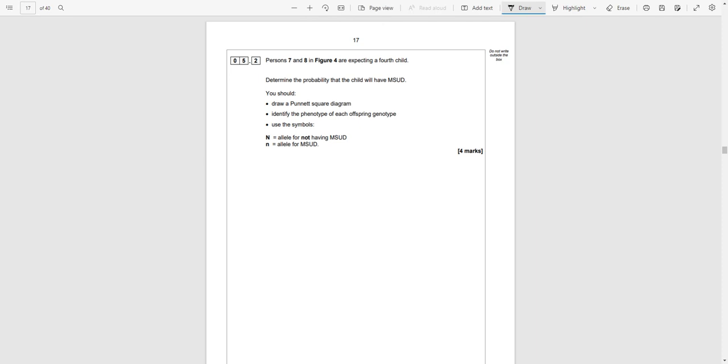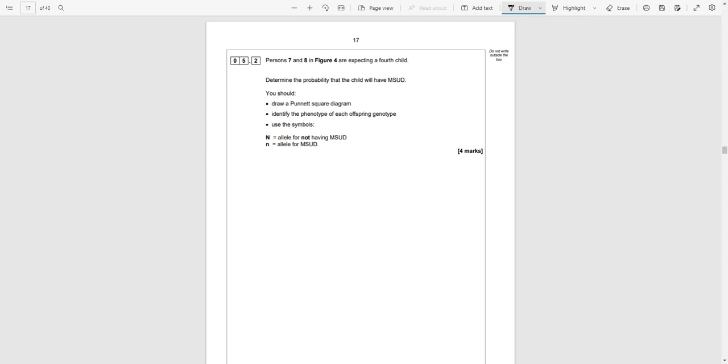What we need to do now is read the rest of the question and see if we can work out what it's asking us to do. So we are told to draw a Punnett square diagram, identify the phenotype of each offspring genotype, and use the symbols capital N, which is the allele for not having the disease called MSUD, and a little n for the allele that actually has MSUD.